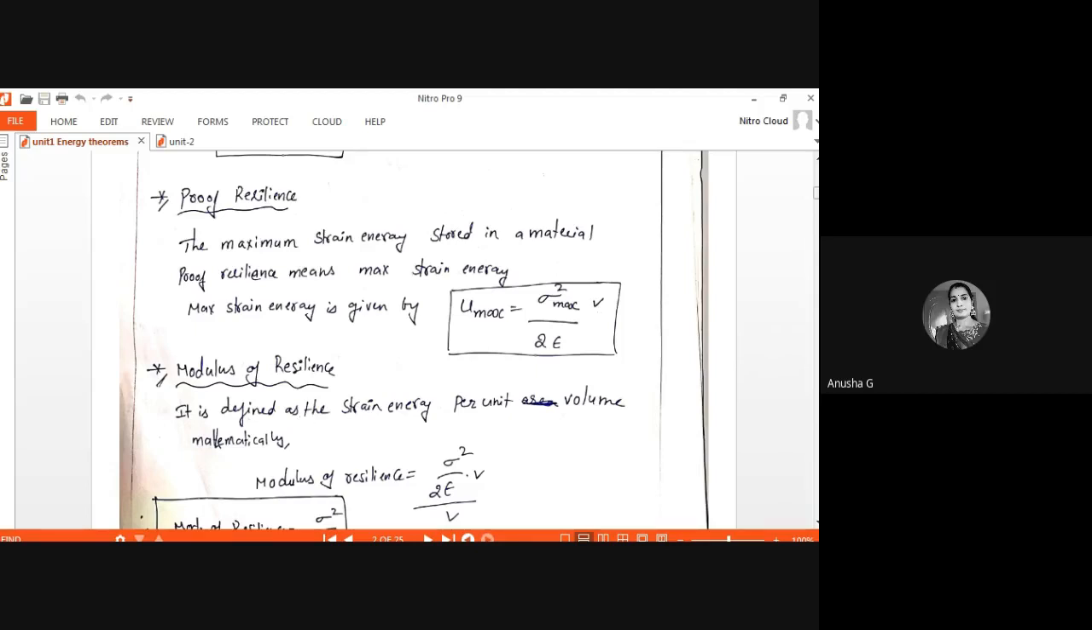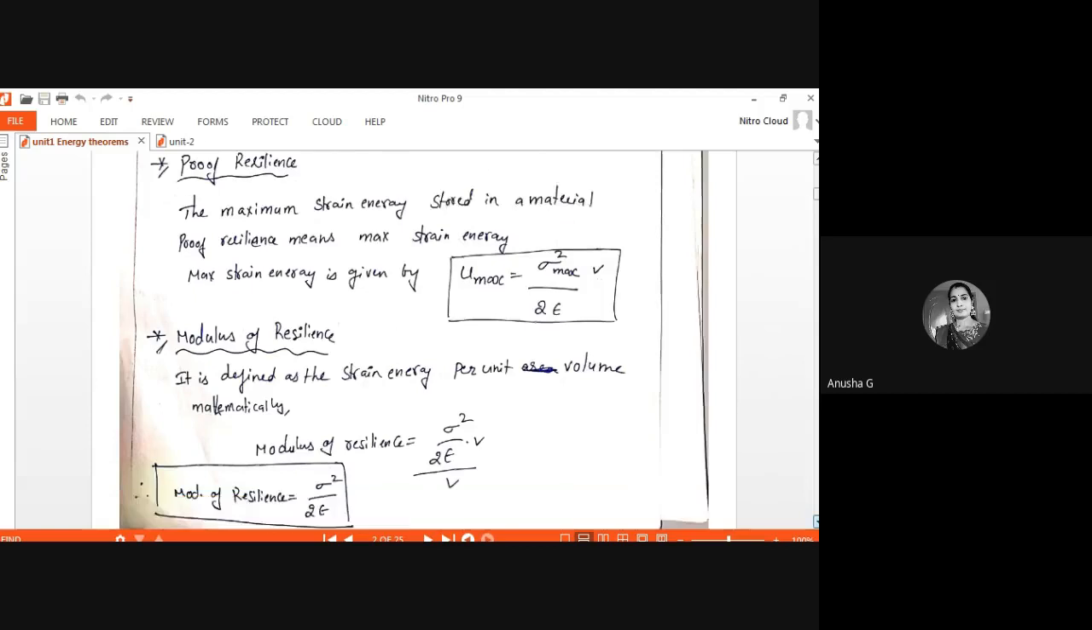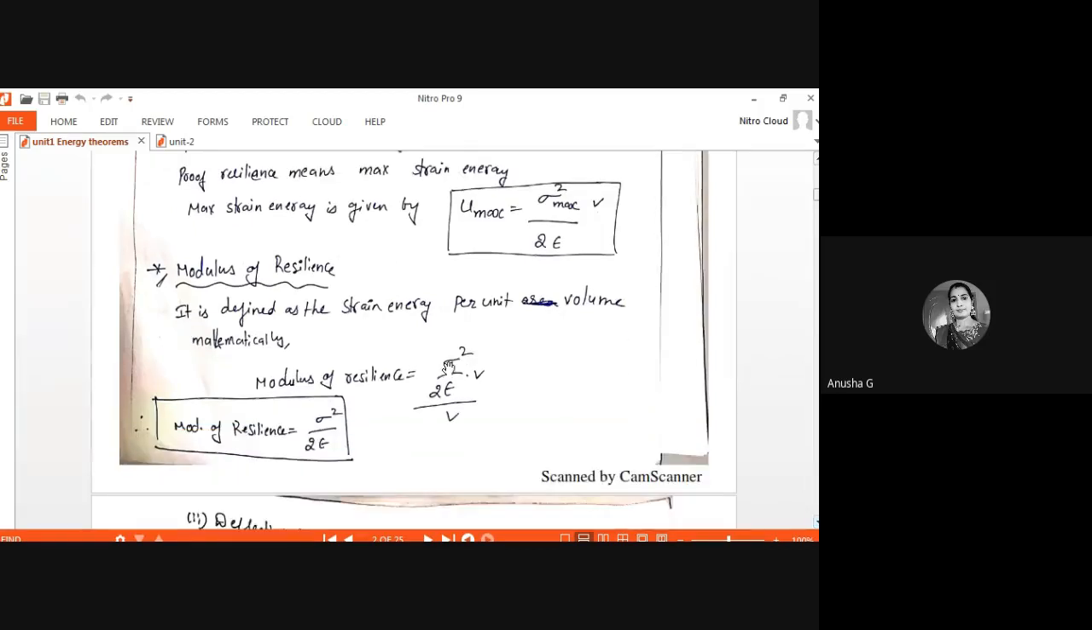And then we will write modulus of resilience as M equals sigma square by 2E into V, which is our strain energy divided by the volume. Volume will get cancelled here. Then the modulus of resilience formula is sigma square by 2E. These are the 3 definitions, very important.